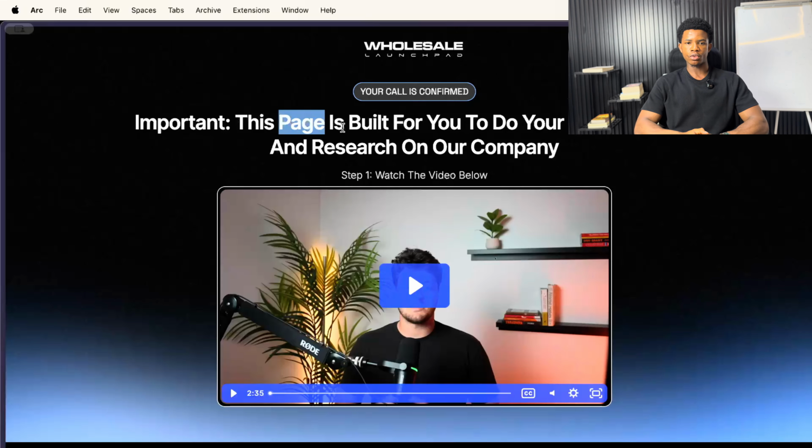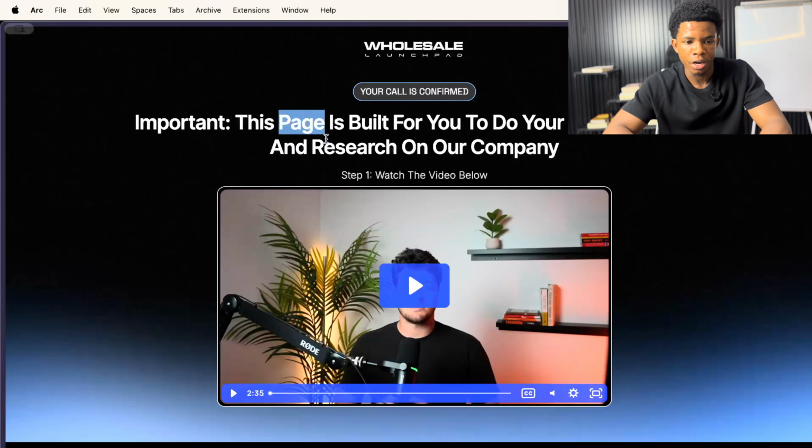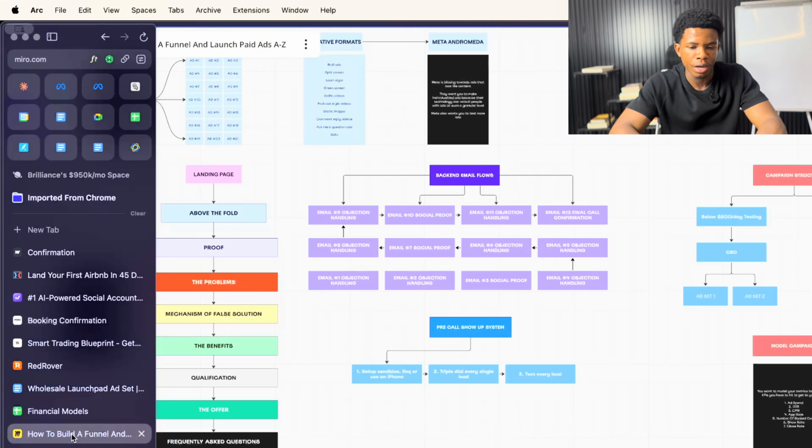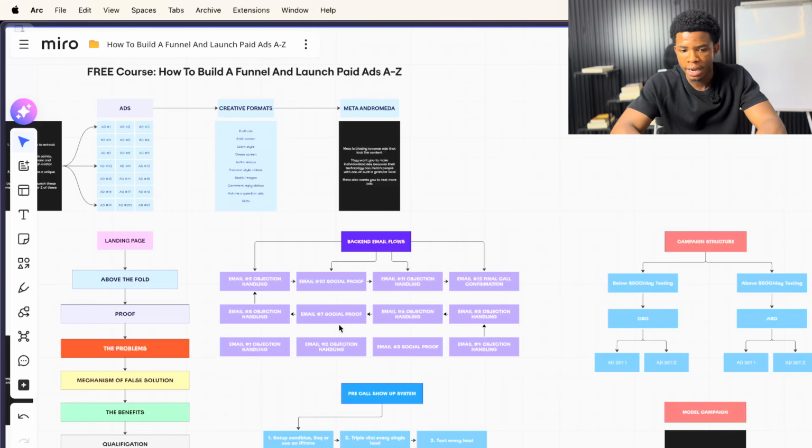But we want to make sure that when you run these pages on paid traffic, one of them is pixeled and the other is not. So just make sure you're doing that. And then we're going to move on to the next step here, which is your backend email flows. And I'll go into the pre-call show up system in a second here.